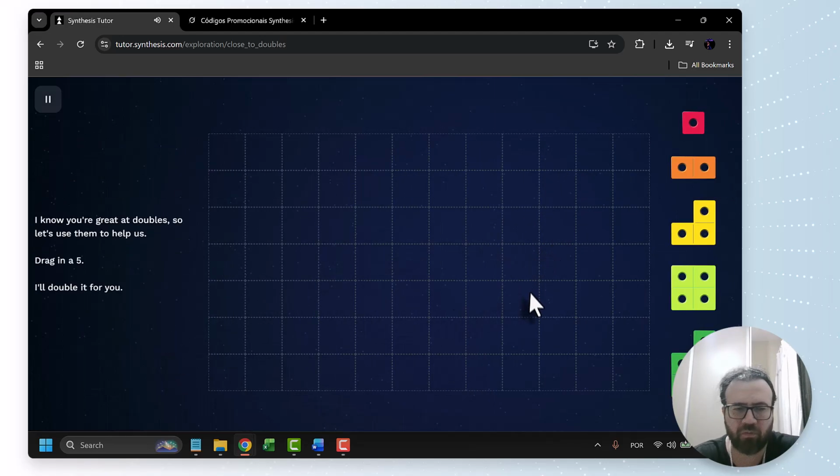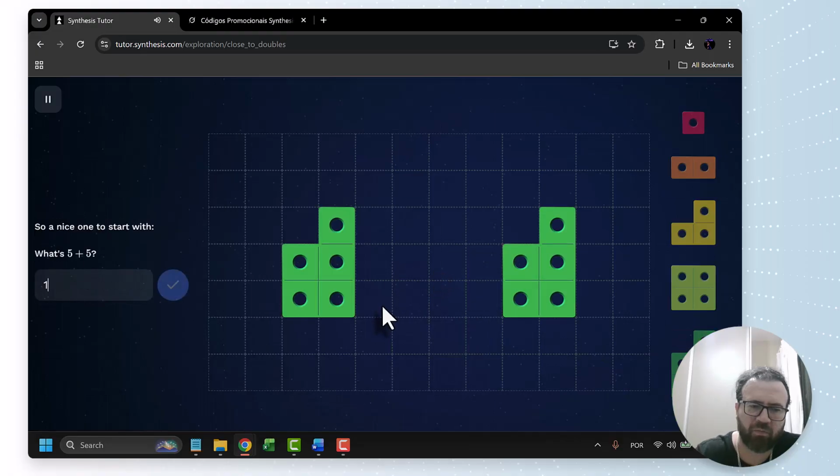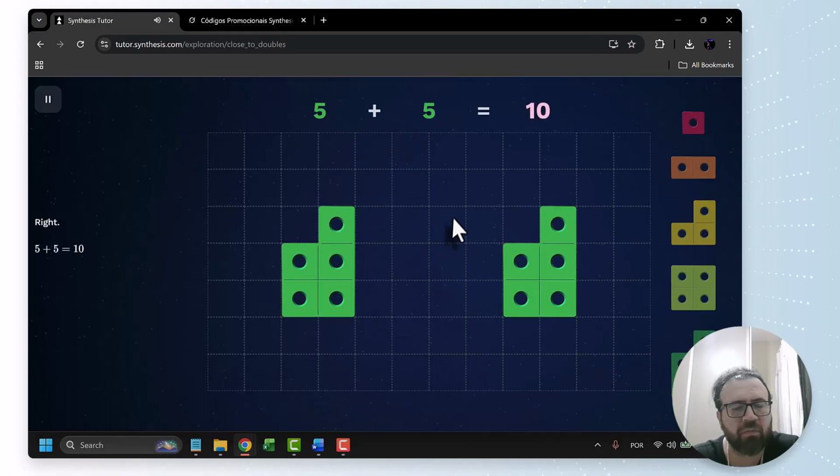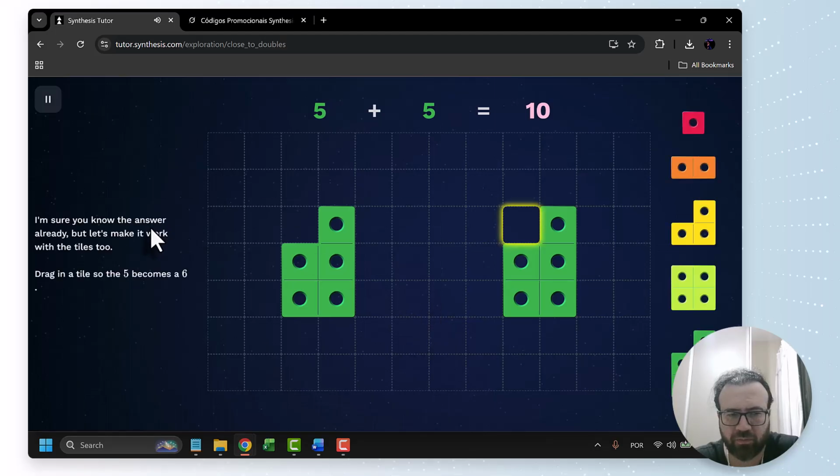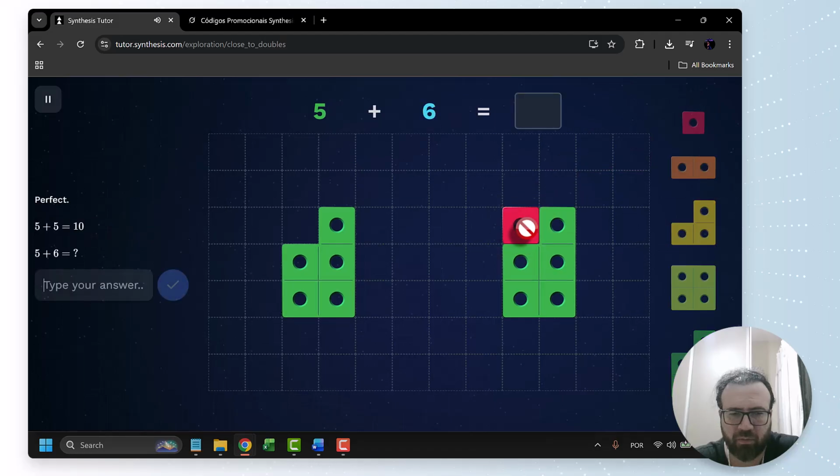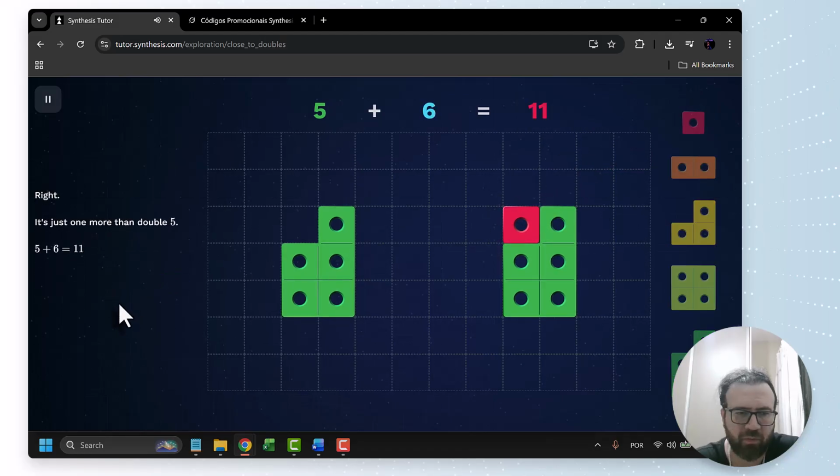I know you're great at doubles, so let's use them to help us. Drag in a 5. I'll double it for you. So a nice one to start with. Right, 5 and 5 makes 10. Now, if we know 5 plus 5, then 5 plus 6 is easy. I'm sure you know the answer already, but let's make it work with the tiles too. Perfect. So right, it's just one more than double 5. 5 and 6 make 11.